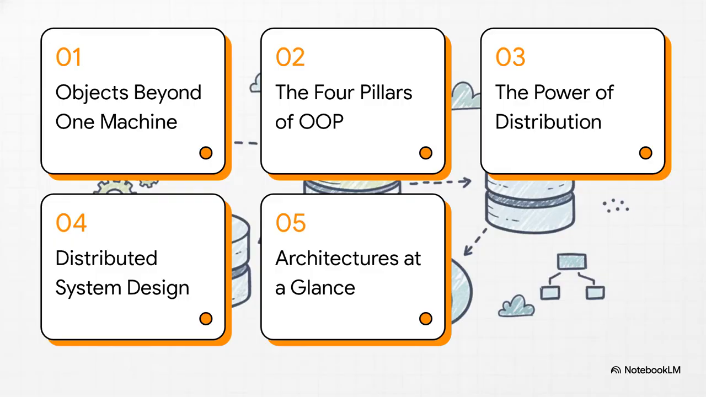So here's how we're going to break it all down. First, we'll look at the main idea, mashing up software objects with distributed networks. Then, we'll dig into the 4 big principles of object-oriented programming that make it all possible. After that, we'll see why spreading this data out is such a game changer, how these systems are actually designed, and finally, we'll take a quick look at the different ways they're built.